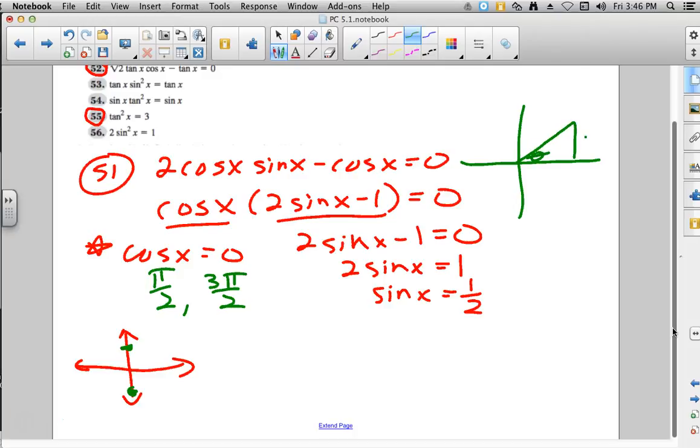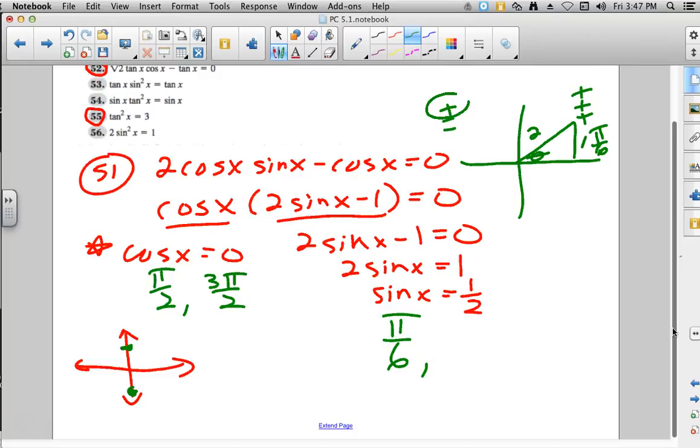Sine is opposite over hypotenuse. Oh, that's going to be 30 degrees. So that's going to be pi over 6. But that's not the only place that sine is positive on the unit circle. So you think through this for a second. Let's see, positive, negative, negative.